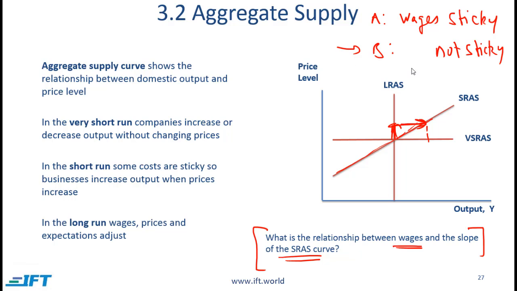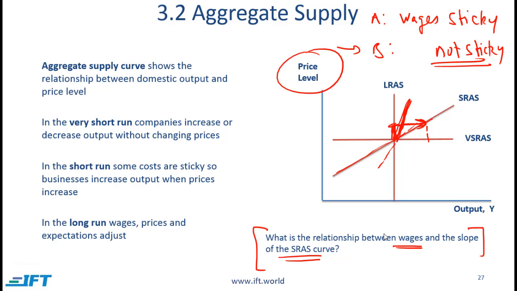On the other hand, if you have a situation where wages are not sticky, this means that wages adjust quickly. When the price level goes up, wages also go up quite easily. If that is the case, then an increase in price will result only in a small increase in quantity. So in that situation, our short-run aggregate supply will look a lot like a long-run aggregate supply. In other words, the slope of the short-run aggregate supply will be much greater. So that is the relationship.